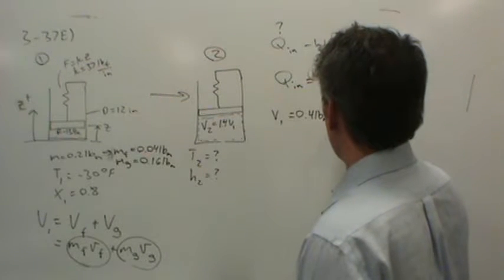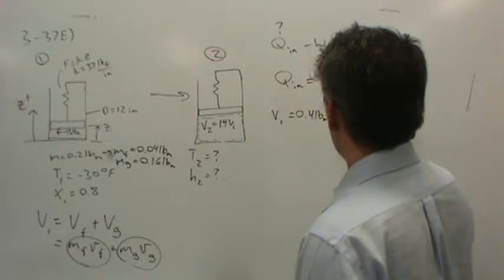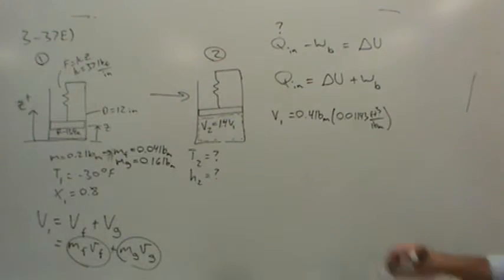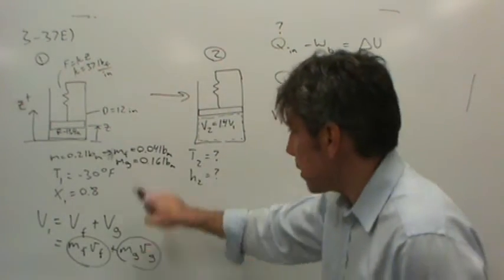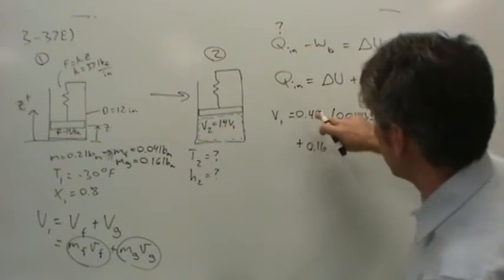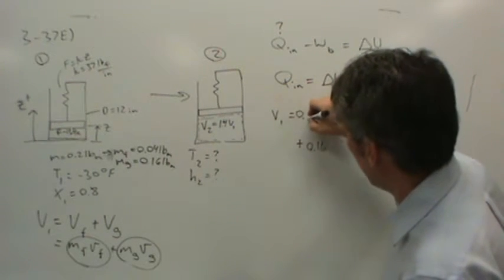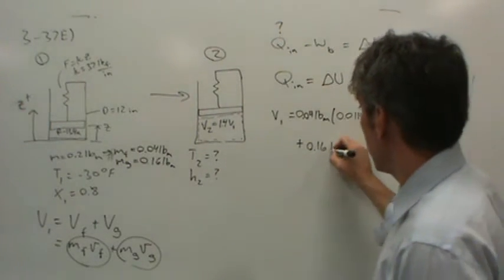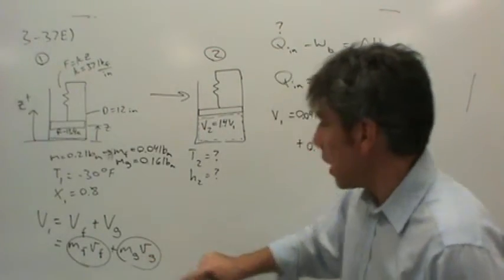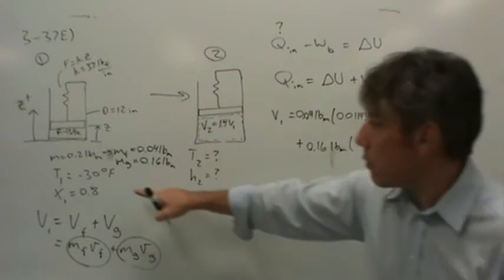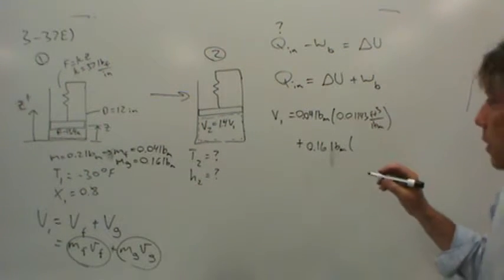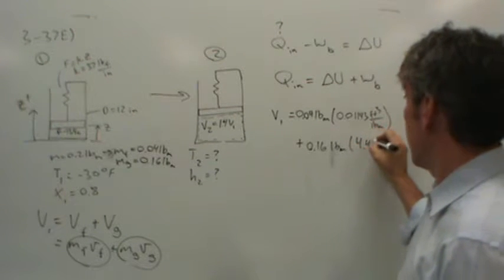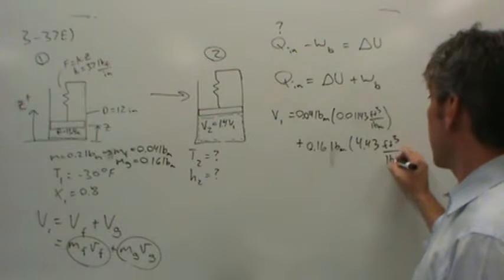0.01143 cubic feet per pound mass. Okay, I did the right one here. Now, the rest of the mass is in the gas phase, and that's 0.16. Keep me honest here. 0.04. There we go. So 0.16 pound mass times the specific volume of saturated vapor. How much is the specific volume of saturated vapor at negative 30 degrees Fahrenheit? 4.43. Good. 4.43 cubic feet per pound mass.